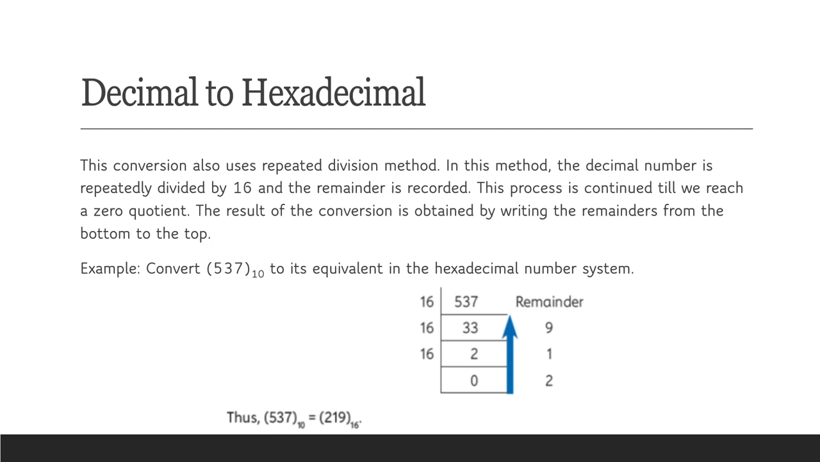Now 537 should be divided by 16. We will get the quotient as 33 and the remainder as 9. Again 33 should be divided by 16. We will get the quotient as 2 and remainder as 1. Again we should divide by 16. Since 2 cannot be divided by 16, the quotient will be 0 and the remainder is 2. Thus 537 with base 10 is equal to 219 with base 16.